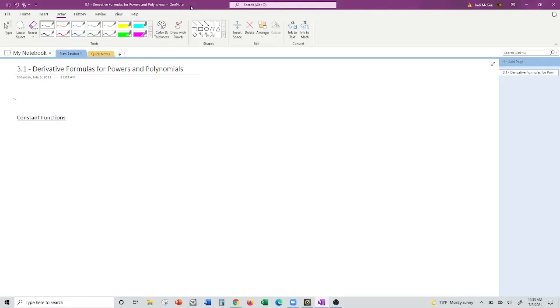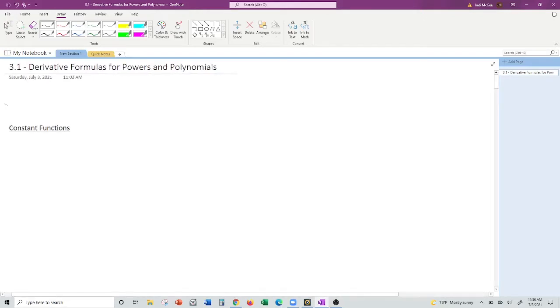Alright, so in chapter 2 we talked a lot about what a derivative is and how to approximate it, but now we're actually going to start to learn how to calculate derivatives. Okay, so first we'll start with constant functions.